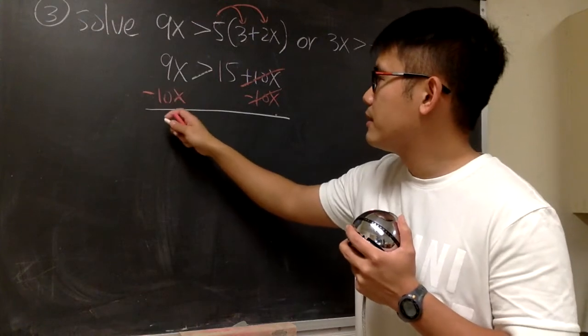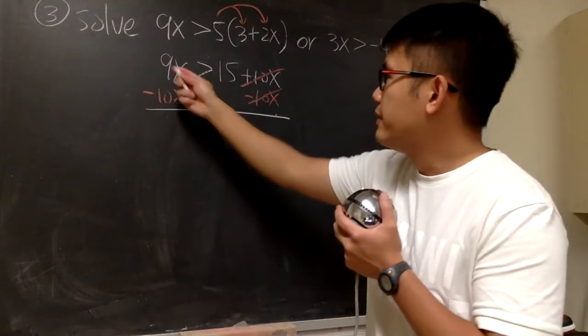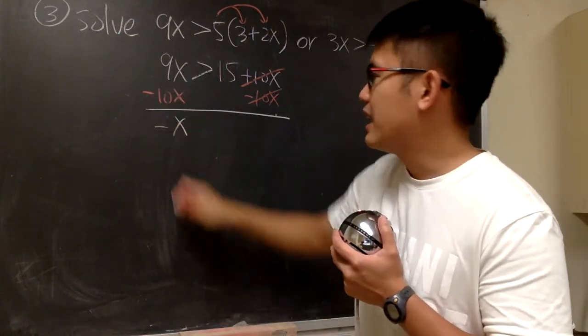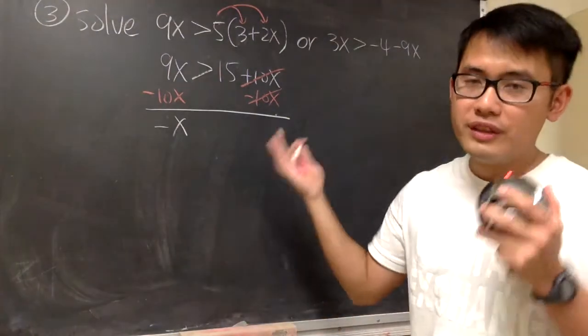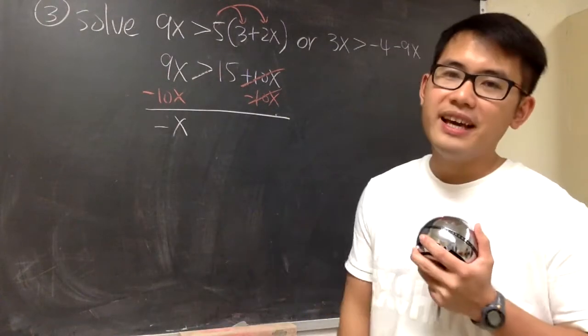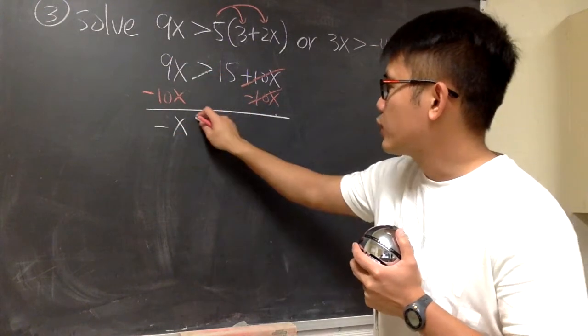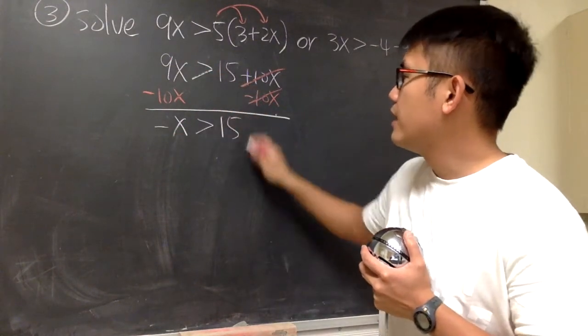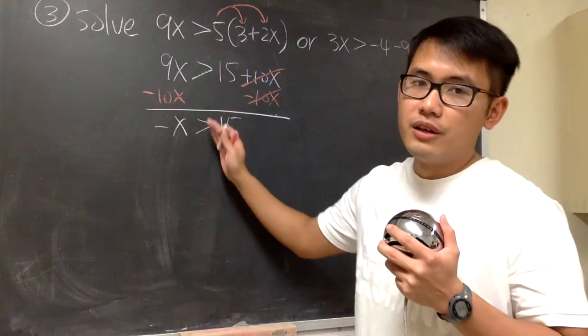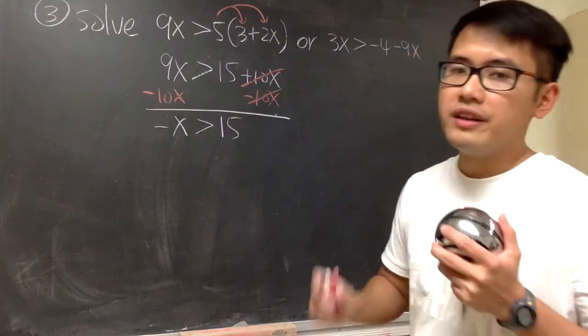9x minus 10x gives us negative x. But we can handle negative numbers. We can also handle negative x, right? So this gives us negative x, and this is greater than 15. And you see, we just subtracted, so we maintain the greater than symbol.